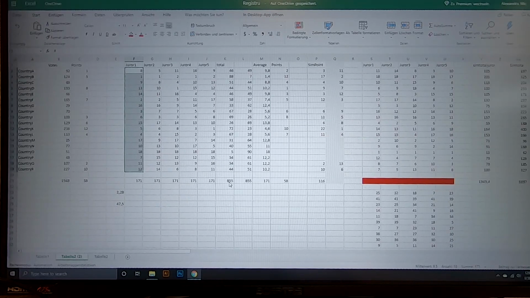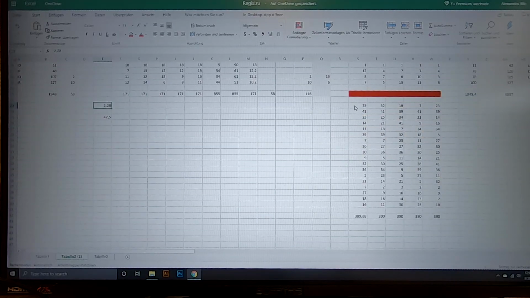The judges give in total 855 points compared to the 1948 votes. That means that we have to multiply our points by 2.28. Here you can see how this would look when each juror gives out their points and not the rankings. Of course, the points are based on the ranking.